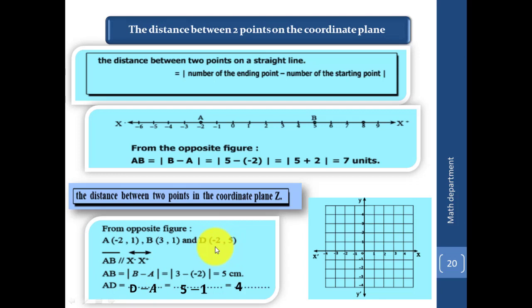Another example: find AD. AD equals D minus A. A and D must have the same x or the same y, because the two ordered pairs must have the same number of x or the same number of y. A and D have the same x coordinate, so I will subtract the coordinates of y. 5 minus 1 equals 4, so the distance AD equals 4 centimeters.